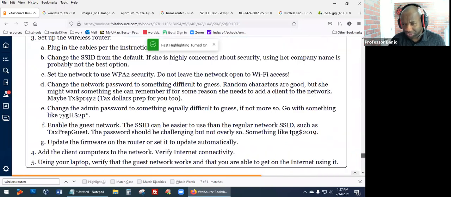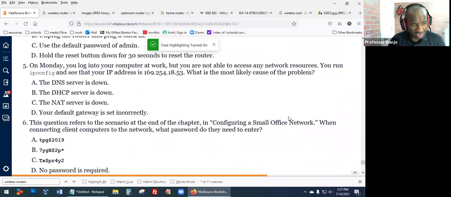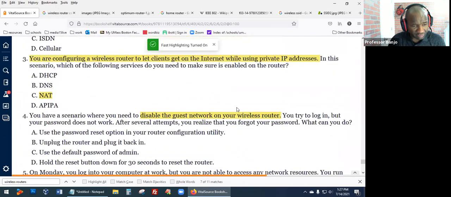Okay, so let's go back to that question and see what the question was again. So you're trying to disable the guest network on your wireless router. You try to log in, but you can't. The password doesn't work. After several attempts, you realize you forgot your password. What can you do? You can use the password reset option, unplug the router, use the default password of the administrator, or hold the reset down for 30 seconds.